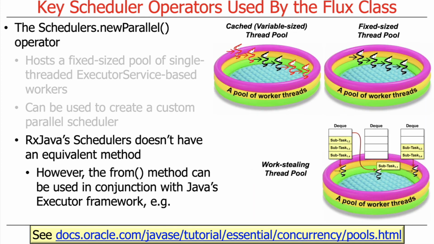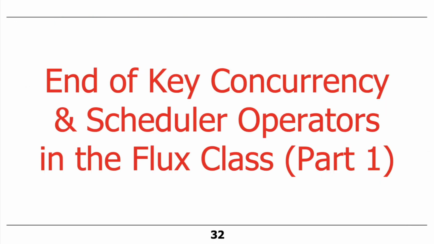And here are some examples of things you could make with RxJava's Schedulers from factory method. You could make a fixed size thread pool, a cached thread pool, a work-stealing fork-join pool, et cetera. So that's the end of our discussion of concurrency and scheduler operators. Now that we know about those things, we can start to write much cooler asynchronous programs using Project Reactor or RxJava for that matter.